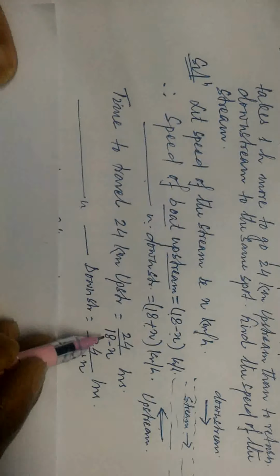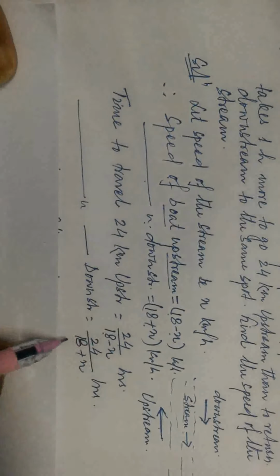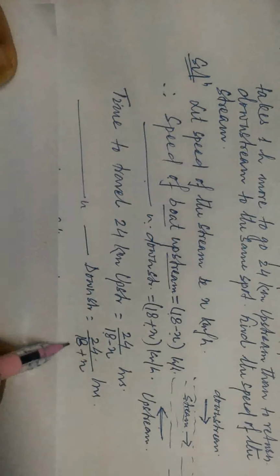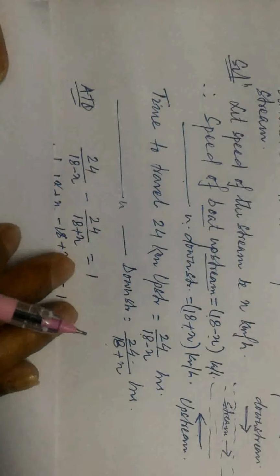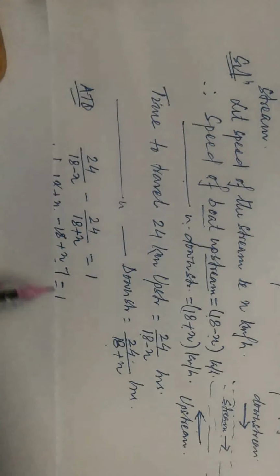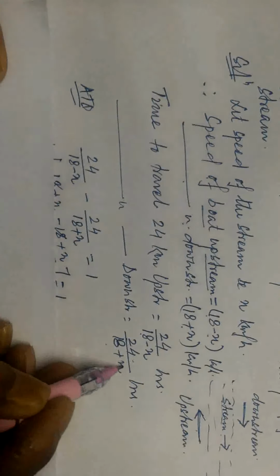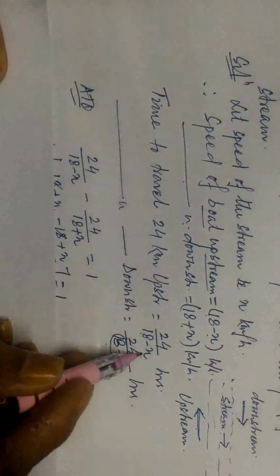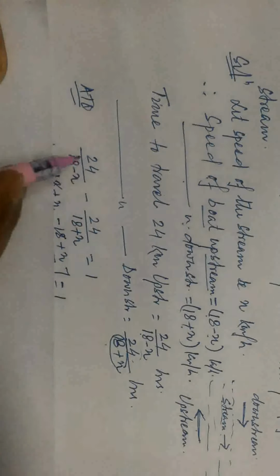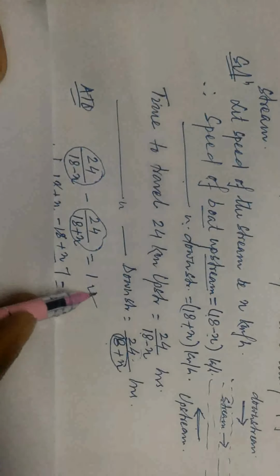Again, the time to travel 24 km upstream is 24, so the same will apply, distance by speed. Here also distance by speed. Again, it is given as what? It takes 1 hour more. Now, which time is more? Which time is less? This denominator is more, it means this time is less. So more minus less is 1 hour.